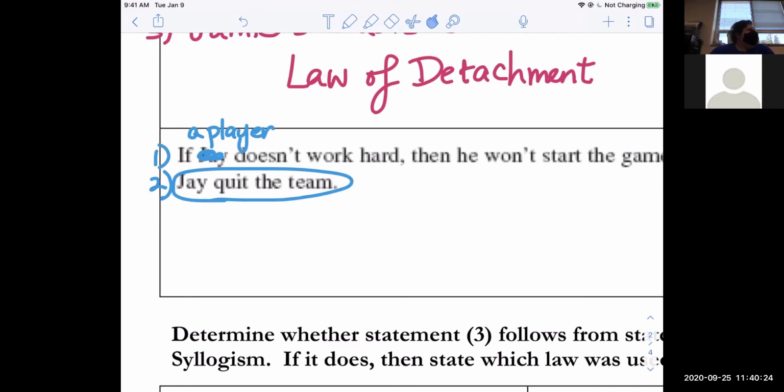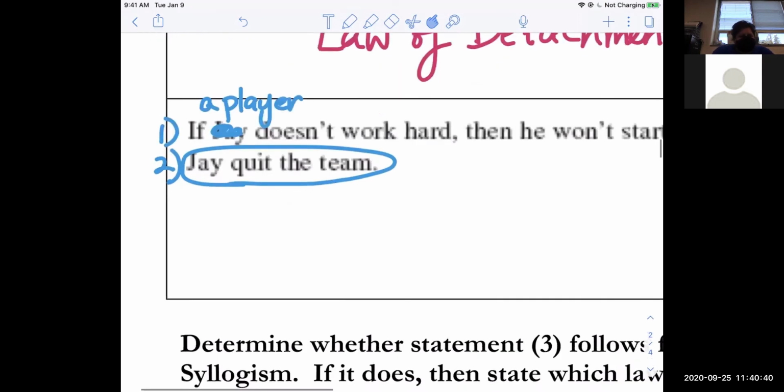Okay, so sometimes your grades aren't good. What happens? Your parents are like, you got to quit because your grades are terrible and you need to spend more time studying. Maybe he had to get a job. There's lots of reasons why Jay might have quit. So this one is going to be a no conclusion.